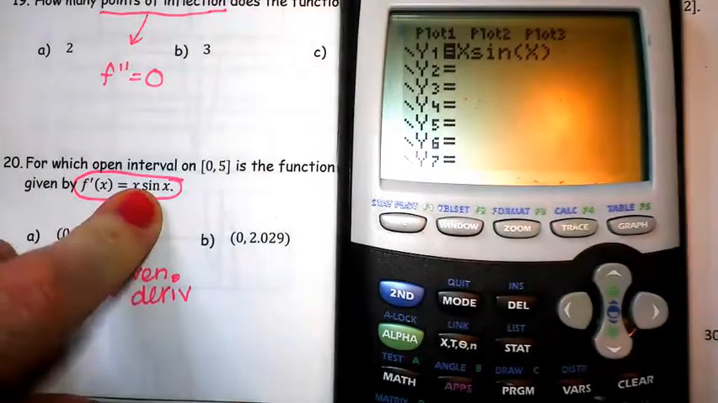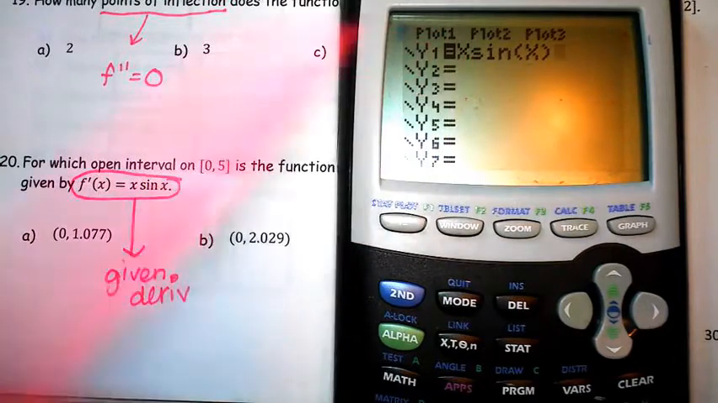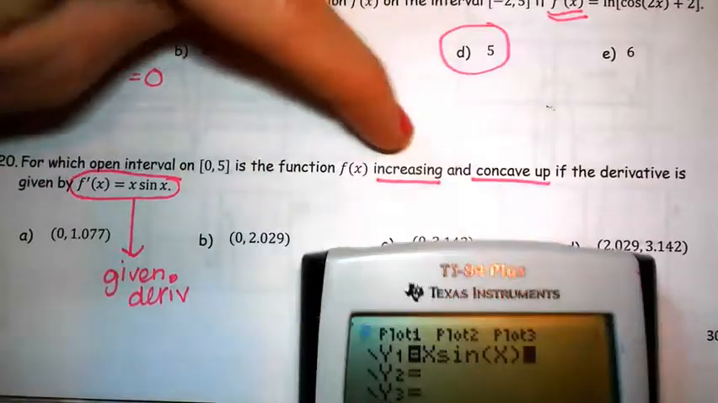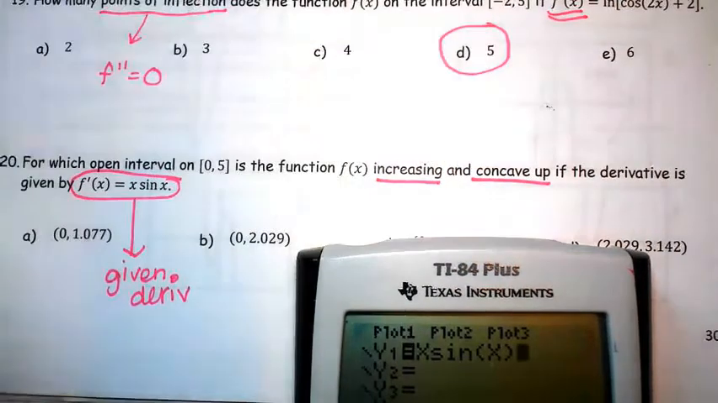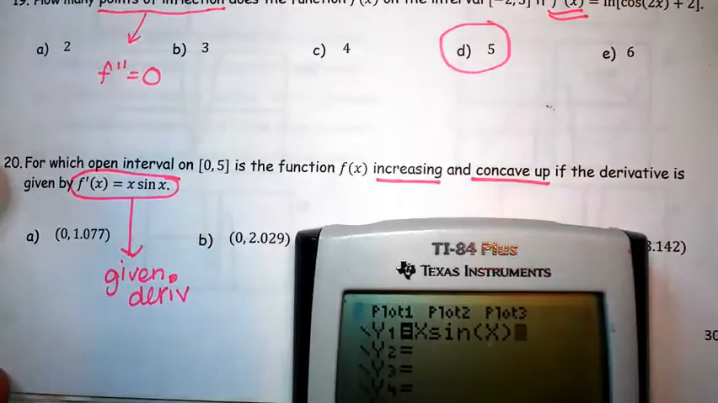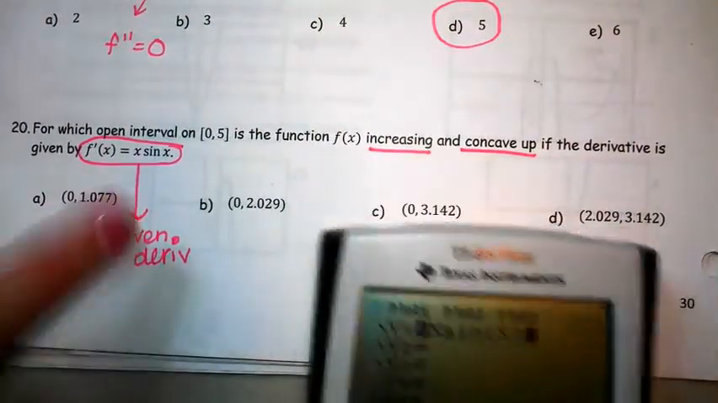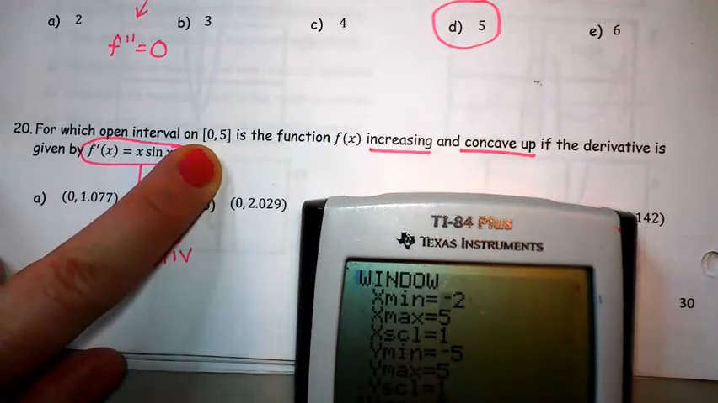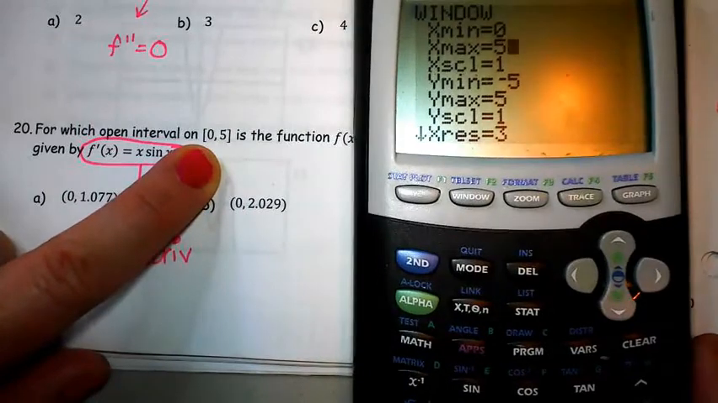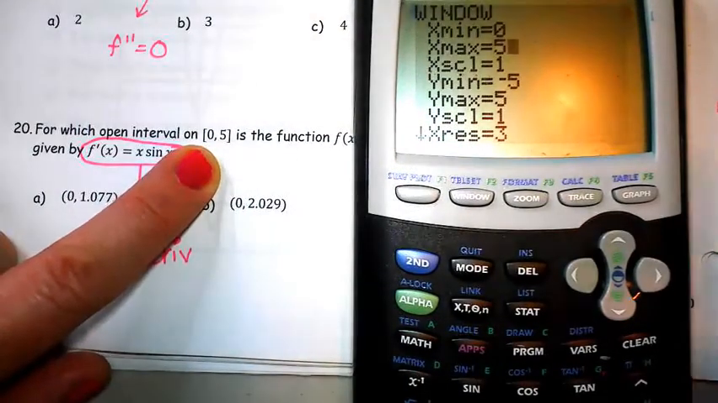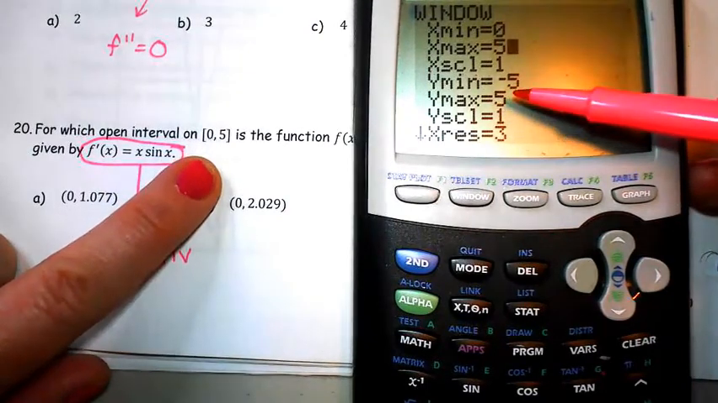Now we've done problems without the calculator where we look at the derivative and you're asked questions. You're asked, where's the original increasing? Where's the original concave up? And so we're going to apply the same rules that we applied when we did these problems without the calculator. So let me just set my window, and it says from 0 to 5. So I'm going to go 0 to 5. My y window is still on -5 to 5. And that's okay, I think. I'm going to hit graph.